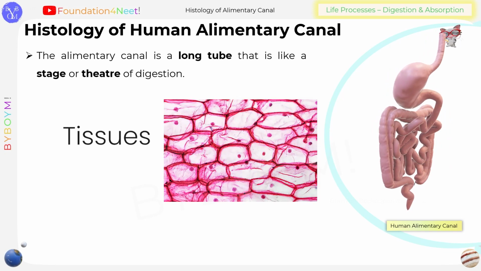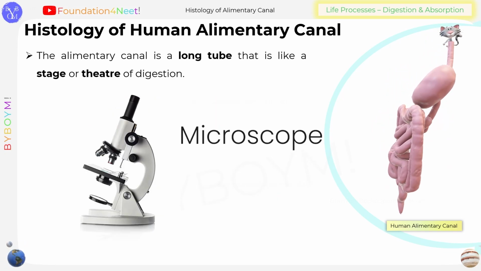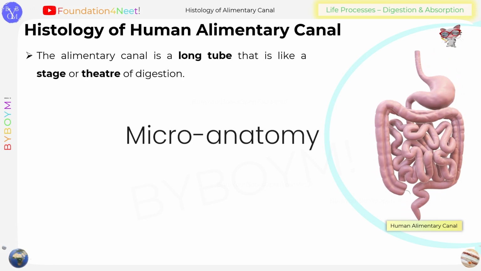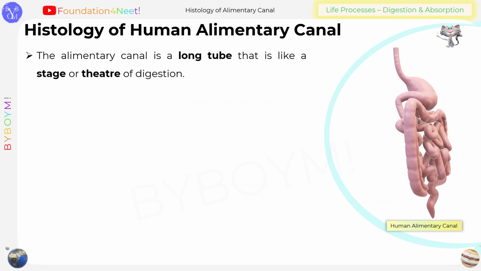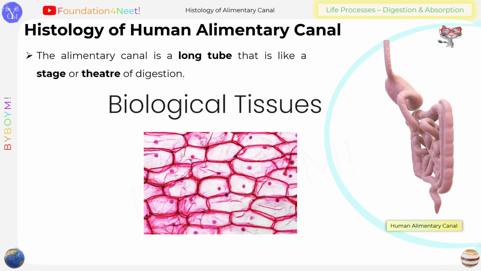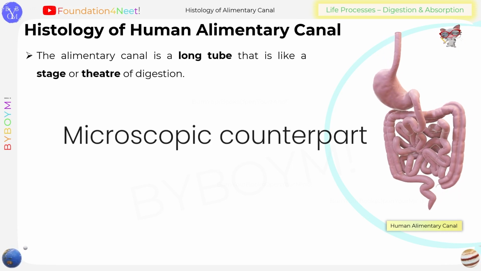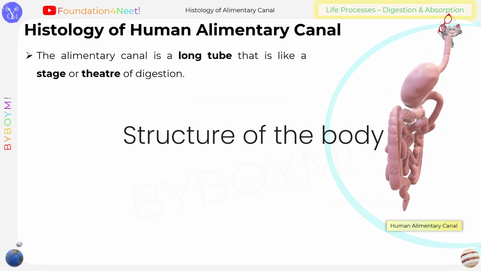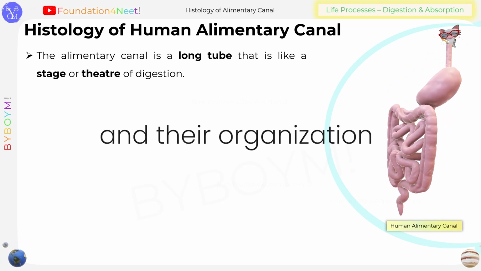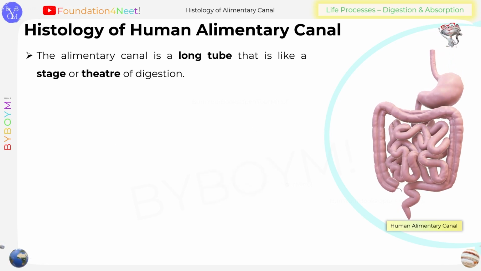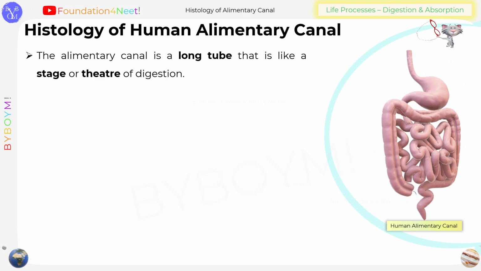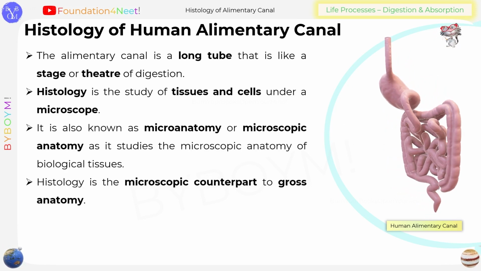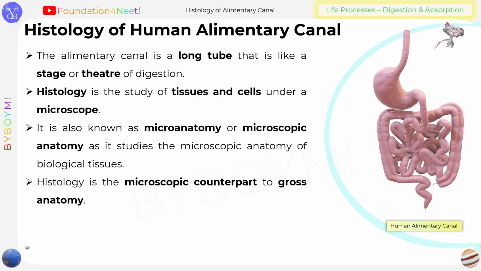Histology is the study of tissues and cells under a microscope. It is also known as Microscopic Anatomy or Microanatomy, as it studies the microscopic anatomy of biological tissues. Histology is the microscopic counterpart to gross anatomy. In gross anatomy, we look at the structures of the body and their organization without a microscope, whereas in histology, we are looking at the same structure but at the microscopic level. So in this video, we are going to take a look at what type of tissues form your alimentary canal.